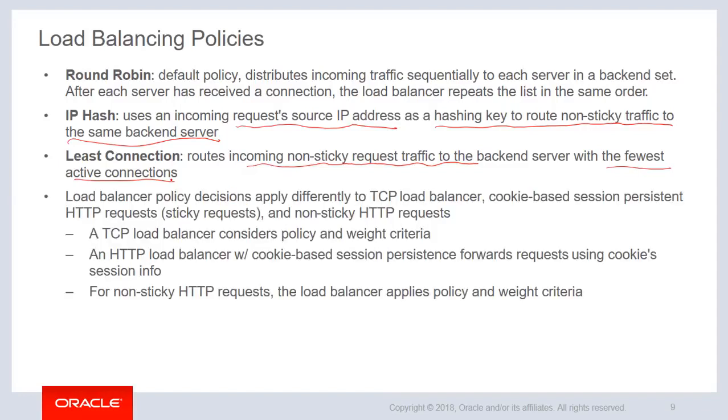So if a server is having fewer connections, it will try to balance the load across all the servers in the backend. The load balancer policy decisions apply differently to TCP load balancer, cookie-based session persistent HTTP request, and non-sticky HTTP request. Now remember, in the first or second slide we said that we have a single load balancer for both TCP and HTTP. So the behavior is a little bit different, right? Because the same load balancer is handling all kinds of traffic. So a TCP load balancer is really straightforward. It considers policy and weight criteria when it has to apply the load balancing policy.